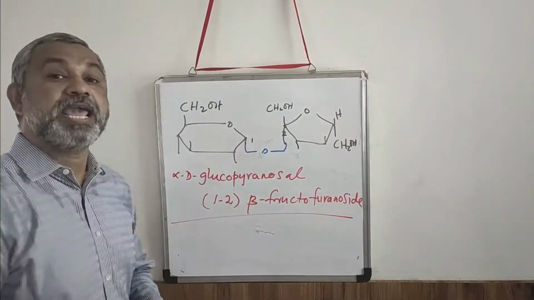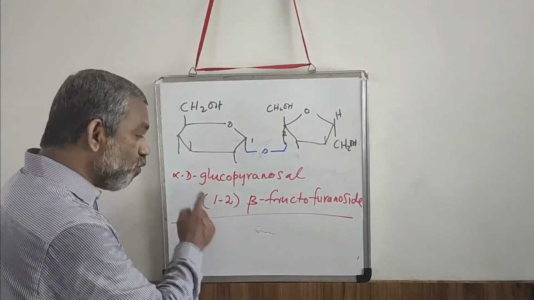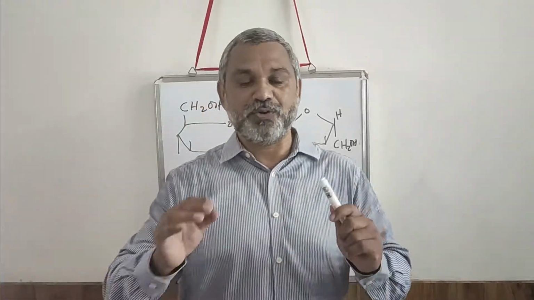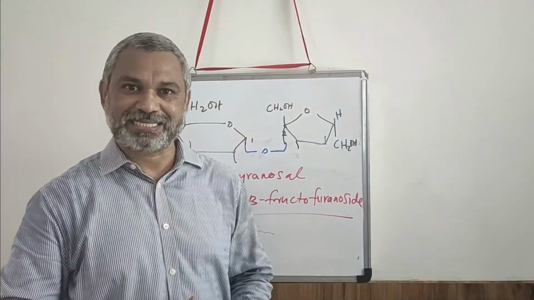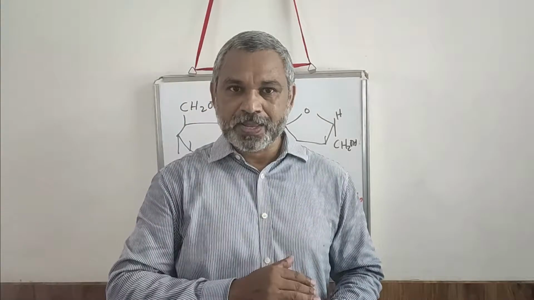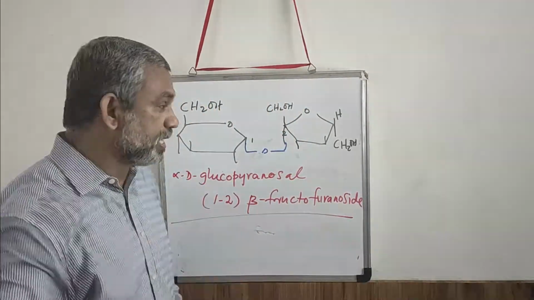You see how we name a disaccharide: alpha-D-glucopyranosyl 1,2 beta-fructofuranoside. This is how we name disaccharides. Okay, remember this. Now look at glucose for sucrose for one another important aspect.